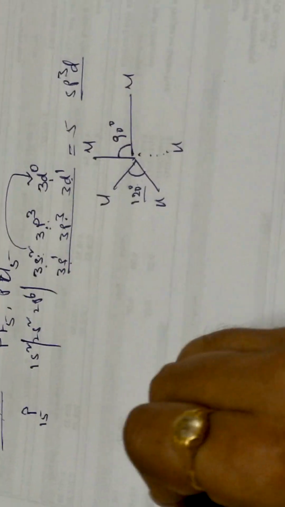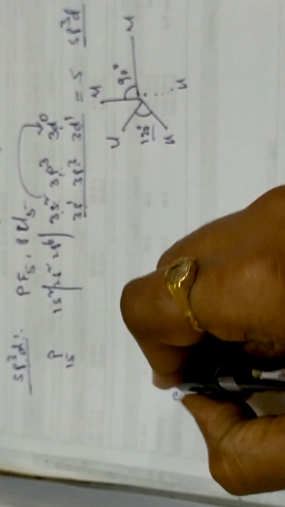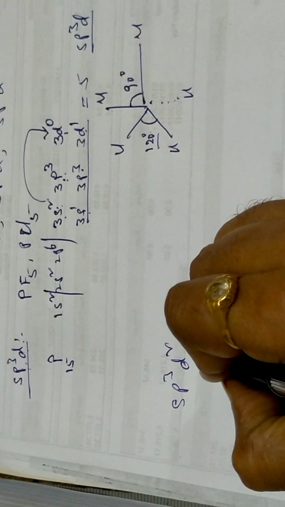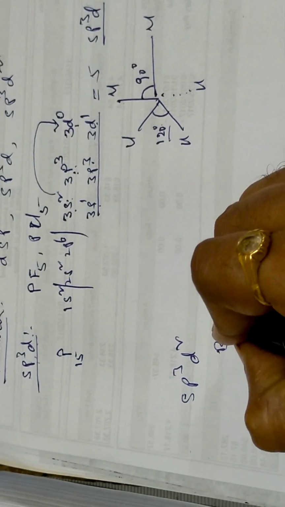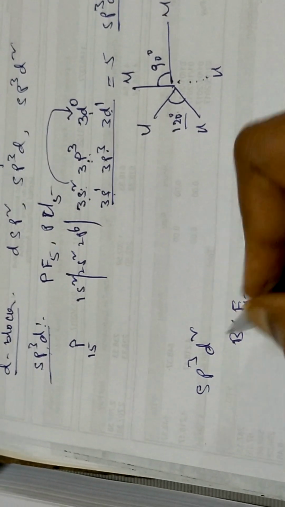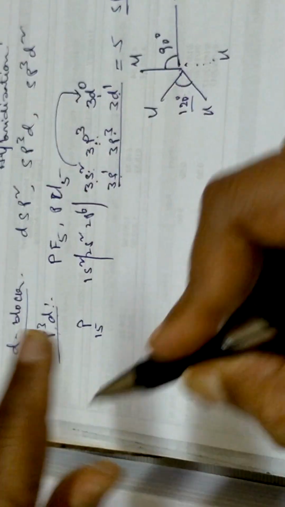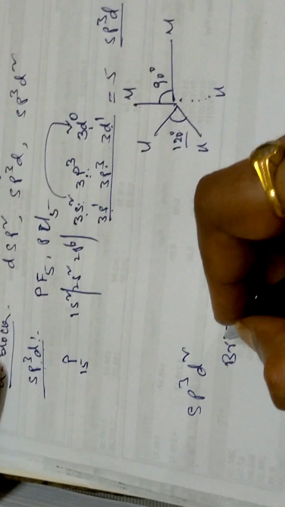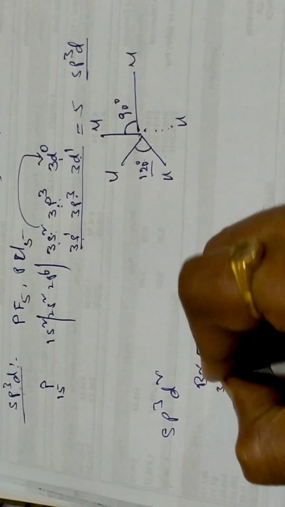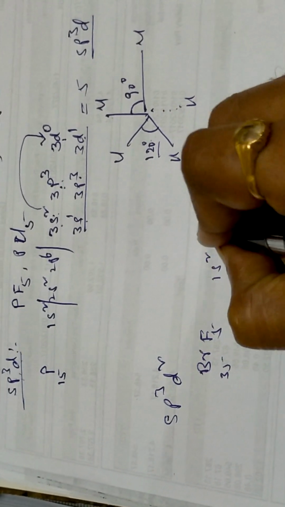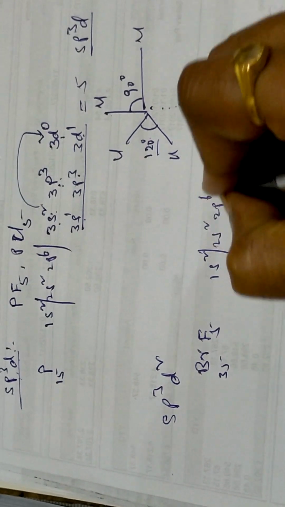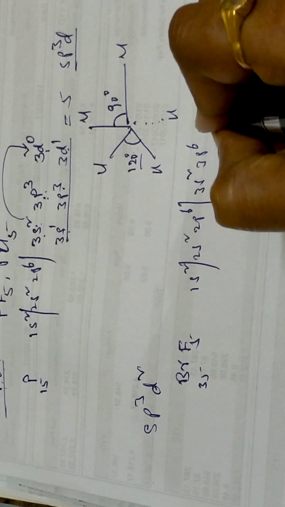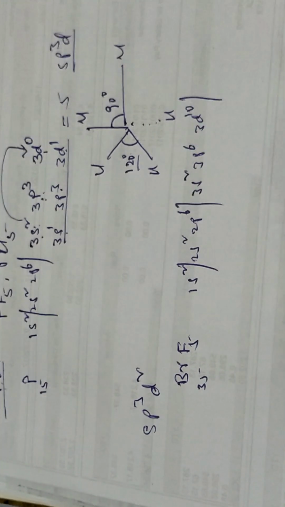Now the interesting one is sp3d2. There are two kinds. One we will see first: bromine pentafluoride, not boron, bromine. Bromine is in the chlorine family, and its atomic number is 35. The configuration is 1s2, 2s2, 2p6, then 3s2, 3p6, 3d10.